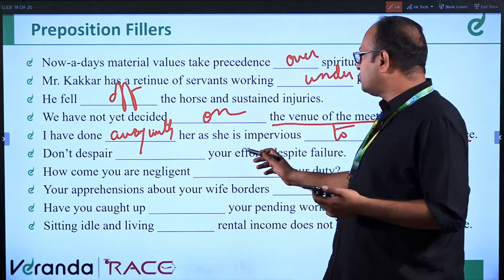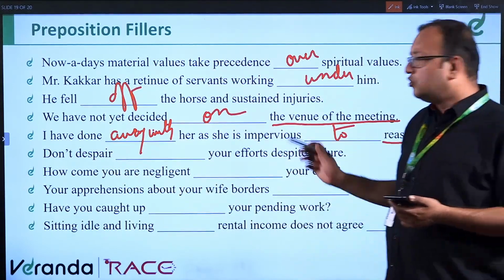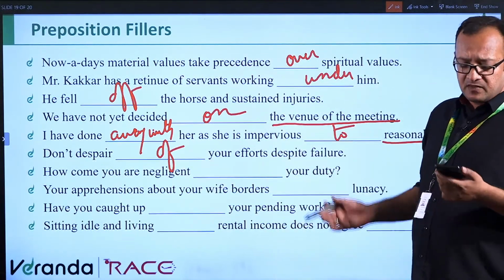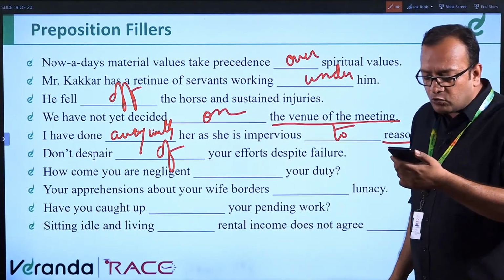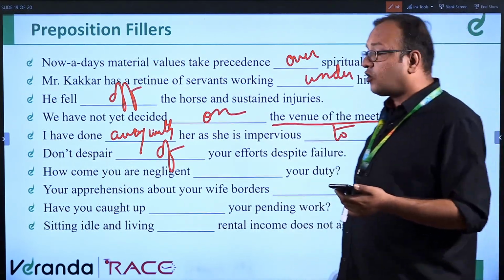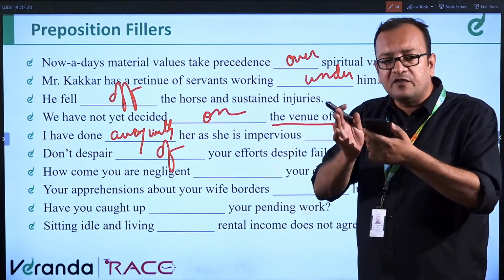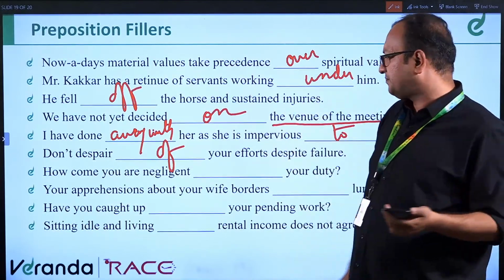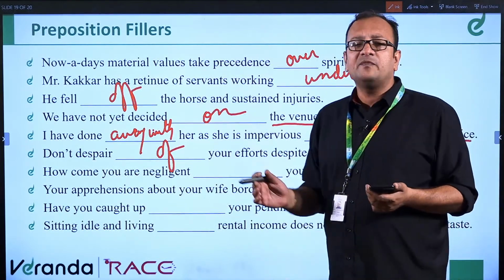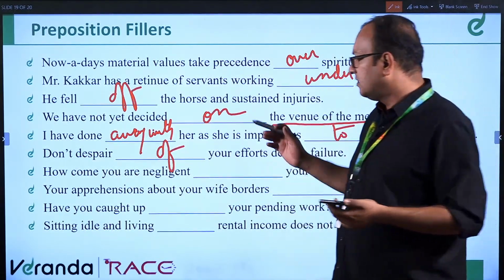Don't despair dash your efforts despite failure. Don't despair of your efforts despite the failure. No, Sudha. Fell off will be the correct answer. From off the horse, there are two different entities, so it will be fell off. Don't despair of your efforts despite failure. Despair of means losing hope.